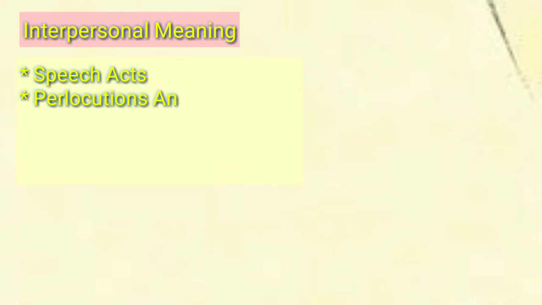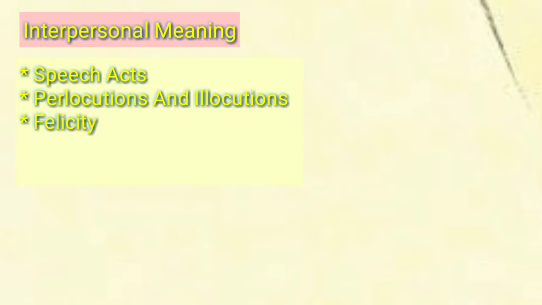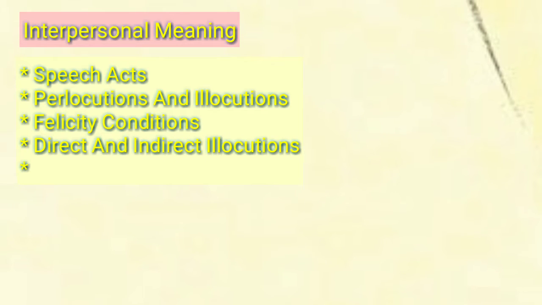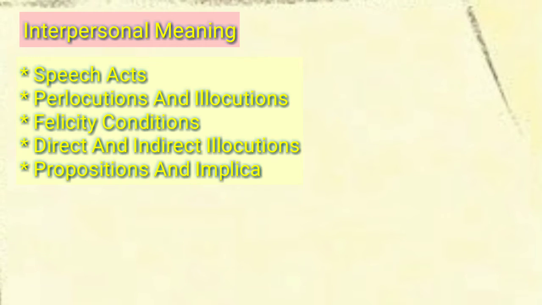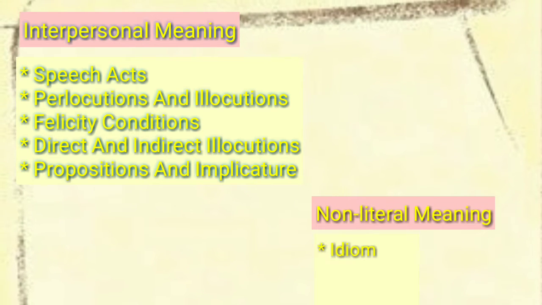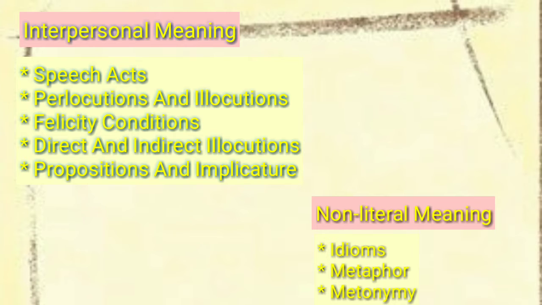Interpersonal meaning is divided into five, namely speech acts, perlocution and illocution, felicity conditions, direct and indirect illocution, and propositions and implicature, while non-literal meaning is divided into three, namely idioms, metaphor, and metonymy. So, let's talk about interpersonal meaning.